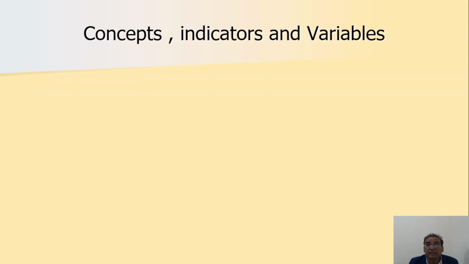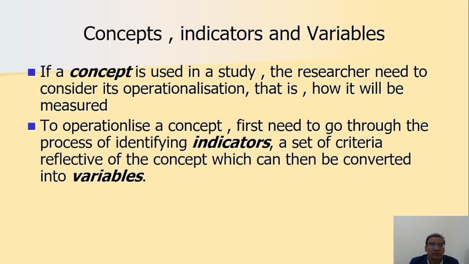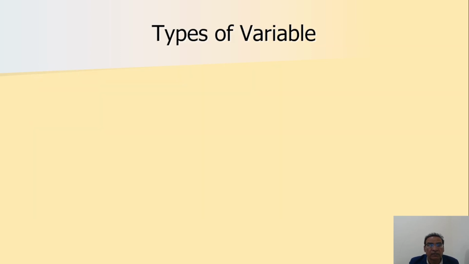Concept, indicator, and variable. If a concept is used in a study, the researcher needs to consider it operationally, that is, how it will be measured. To operationalize a concept, you first need to go through a process of identifying indicators, a set of criteria, and converting them into variables.